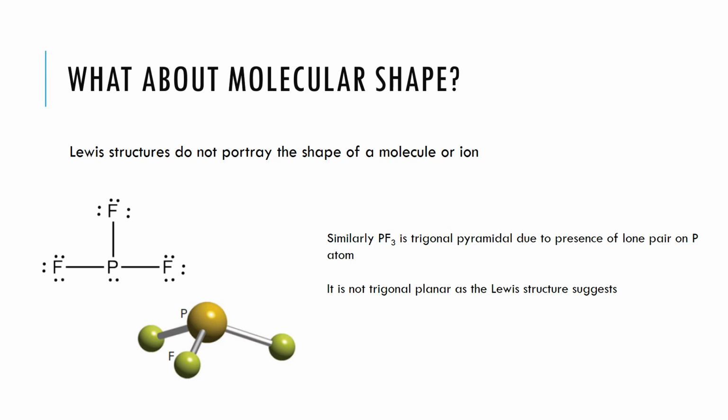Similarly, you would look at the PF3 molecule, phosphorus trifluoride, and you would assume that it's trigonal planar. But there is actually a lone pair of electrons on the phosphorus that induces a trigonal pyramidal shape.